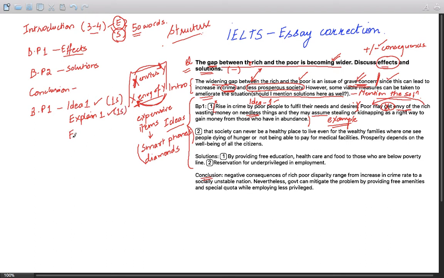Now you can mention an idea. I'm sorry, you can mention an example. Example of idea one in one sentence. For instance, you can talk about two countries in which in one of the countries there's high income disparity. Let me write over here. Income disparity.